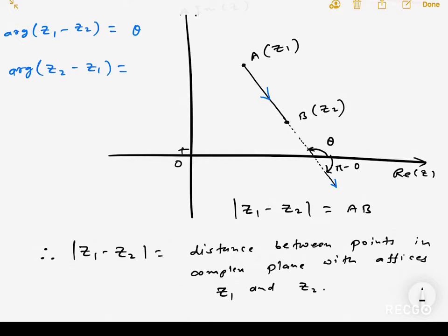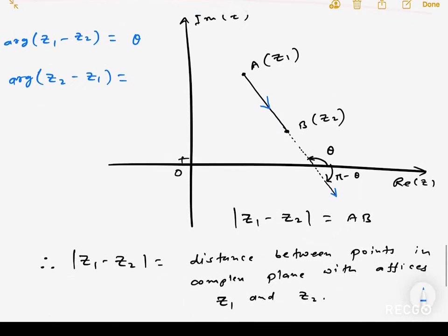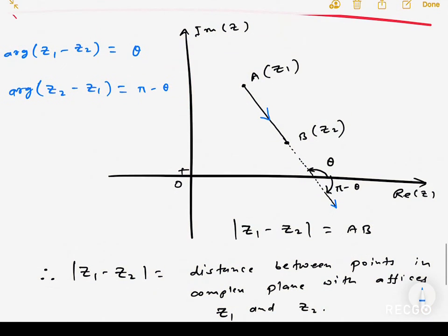But obviously this is the magnitude. Since you are taking the angle in the opposite direction, it should be negative of pi minus theta. But magnitude wise, you can say it is equal to pi minus theta. So magnitude wise, the argument of z2 minus z1 is equal to pi minus theta.